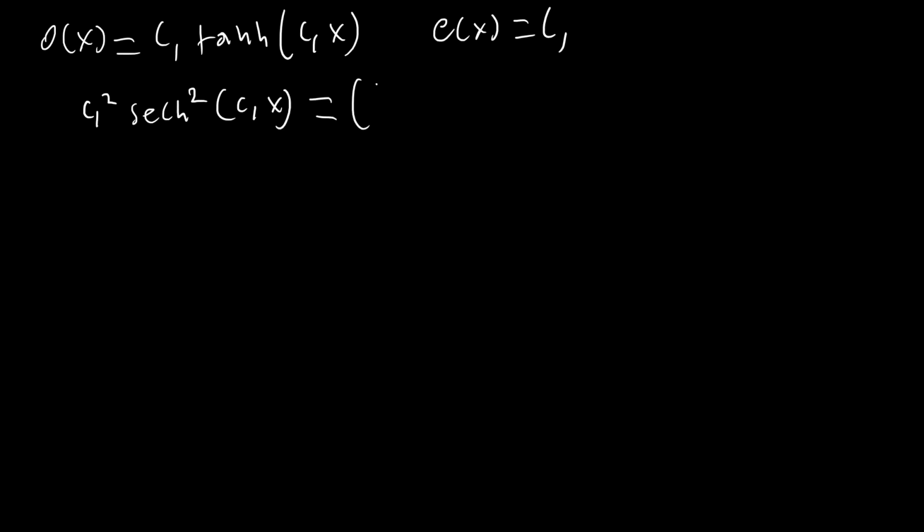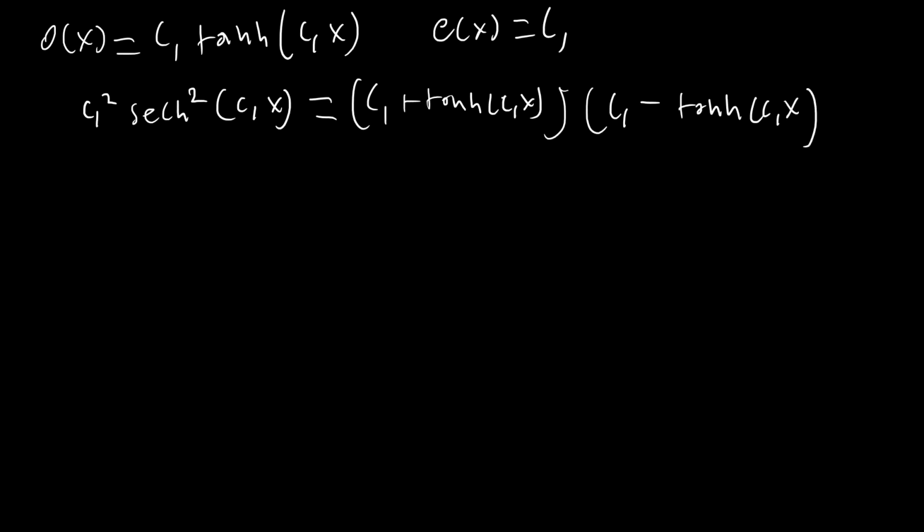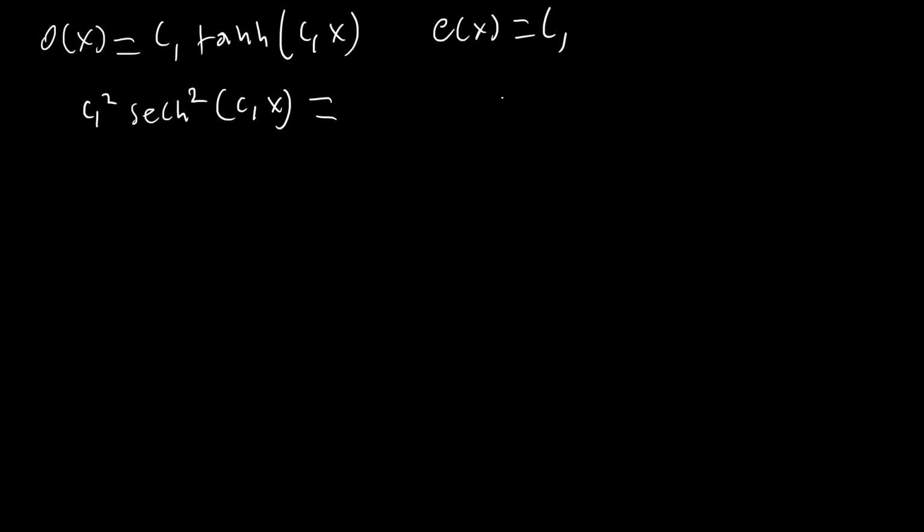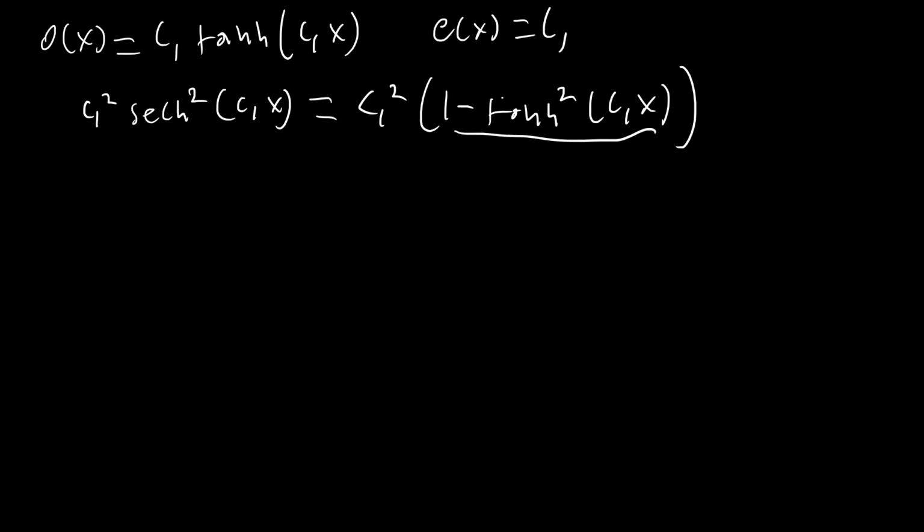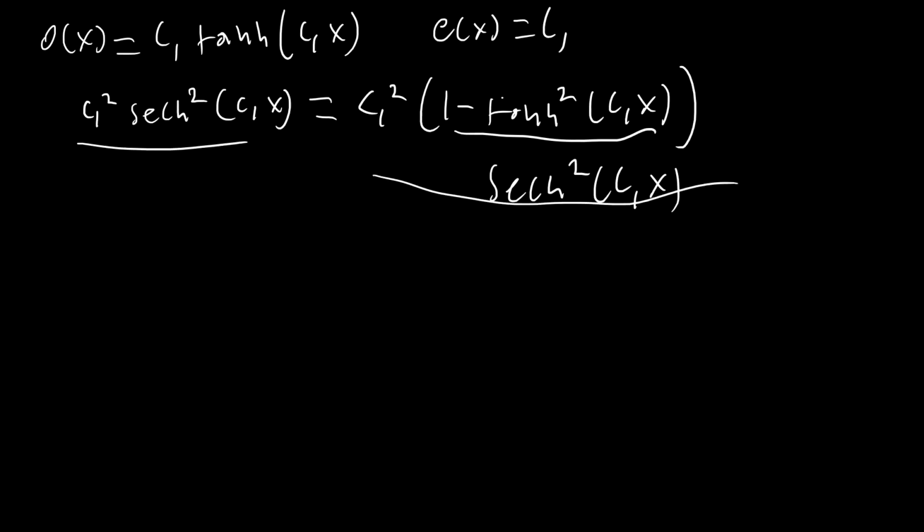And on the other side, we're going to have c1 plus hyperbolic tangent of c1x, and c1 minus hyperbolic tangent of c1x. And so we're just going to end up with c1 squared minus tanh squared of c1x. Oh, I forgot the c1 in front here. So when we factor that all out, again, we have a difference of squares relationship. So we're going to just have c1 squared times 1 minus hyperbolic tangent squared of c1x. And one of the fundamental hyperbolic trigonometric identities is that this is equal to sech squared of c1x. And you can see that that perfectly matches up with what's on the other side, indeed confirming that this is a solution to our functional differential equation.